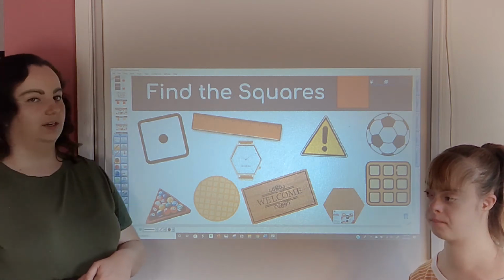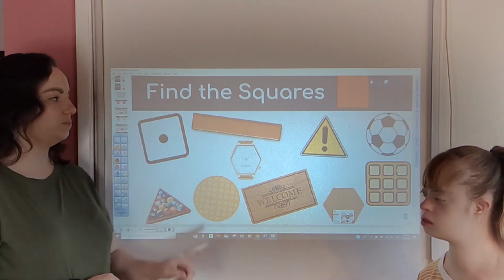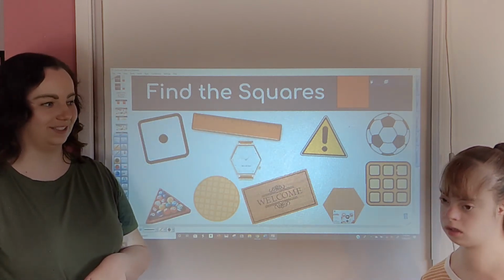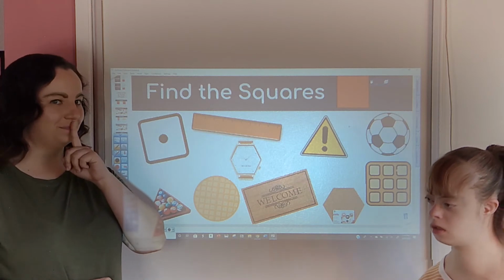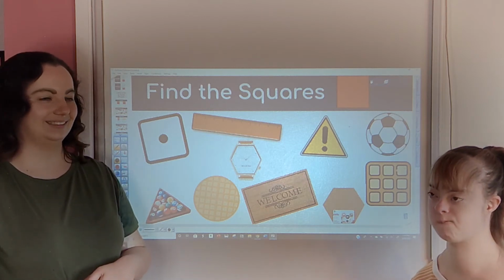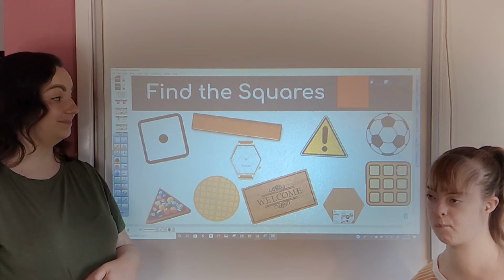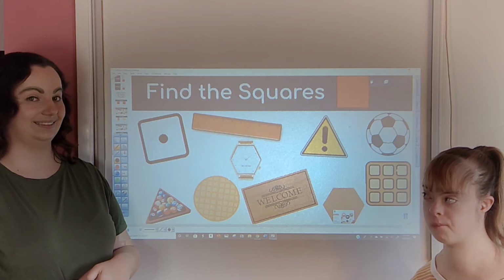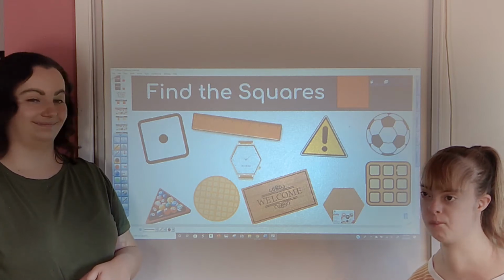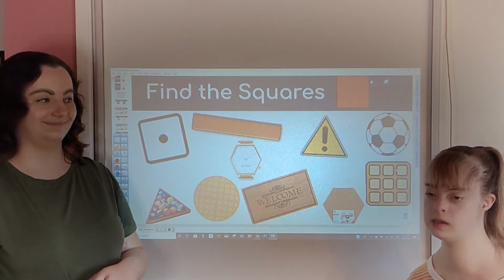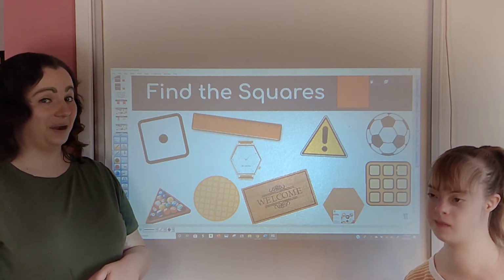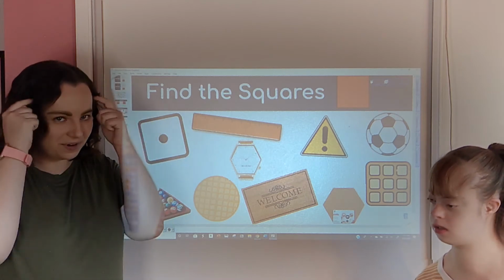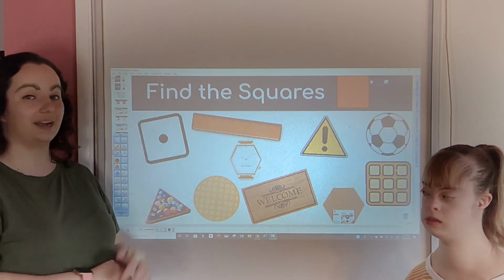I'm going to give you a hint. There's two squares in this picture. Find the two pictures that are actually squares. We're going to give you some quiet think time. Okay, maybe that was enough think time. If not, go ahead and pause us. Keep your answers in your head while we double check it up here.